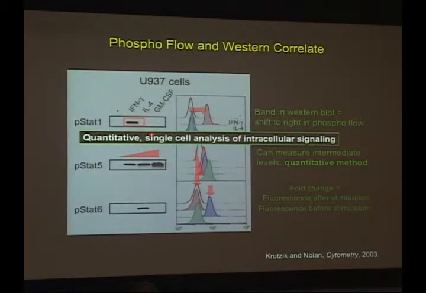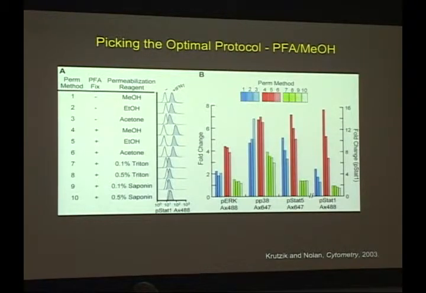So again, phosphoflow is a quantitative single-cell analysis technique for intracellular signaling. So how did we get to this optimal protocol? We first tried this out almost 10 years ago. Whew, scary. So we've been doing this for a while now, as you can see. We did some different methods where we used no fixative or added a fixative. And then we tried different perm reagents, some alcohols or organic solvents, and also some detergents.